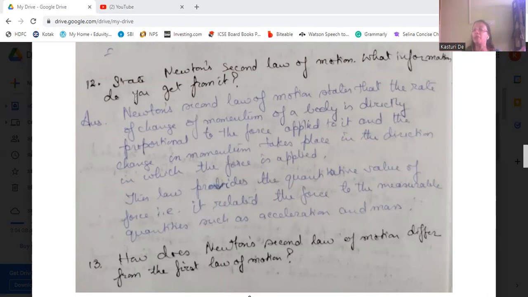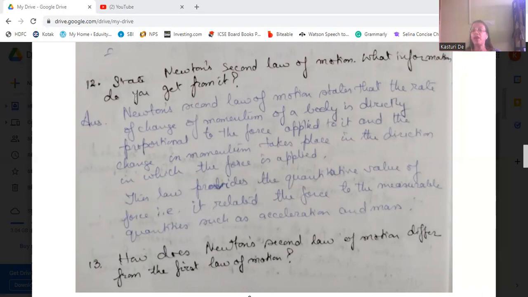If you apply greater force, the rate of change of momentum will be more, and vice versa. And this change in momentum takes place in the direction of the force applied. In which direction the force is being applied, in that direction only the change of momentum will be.